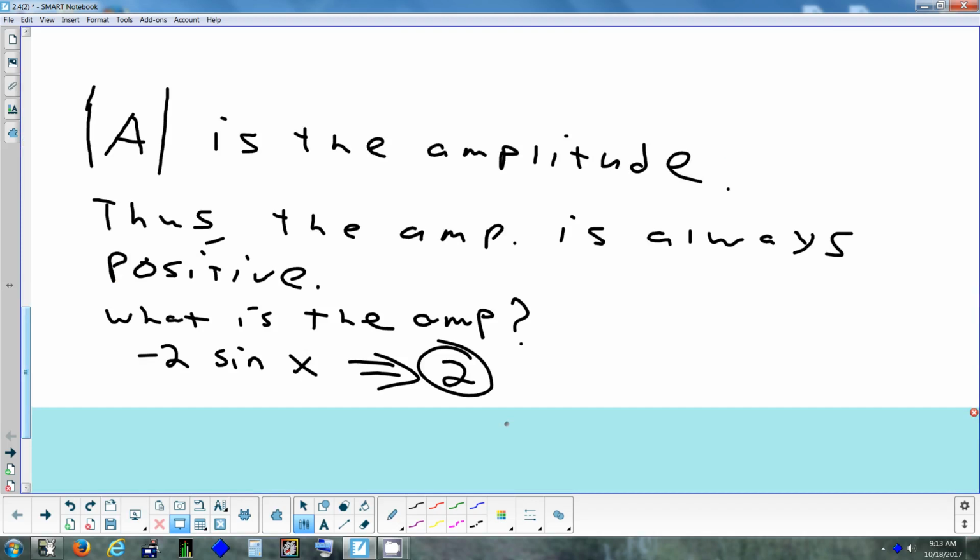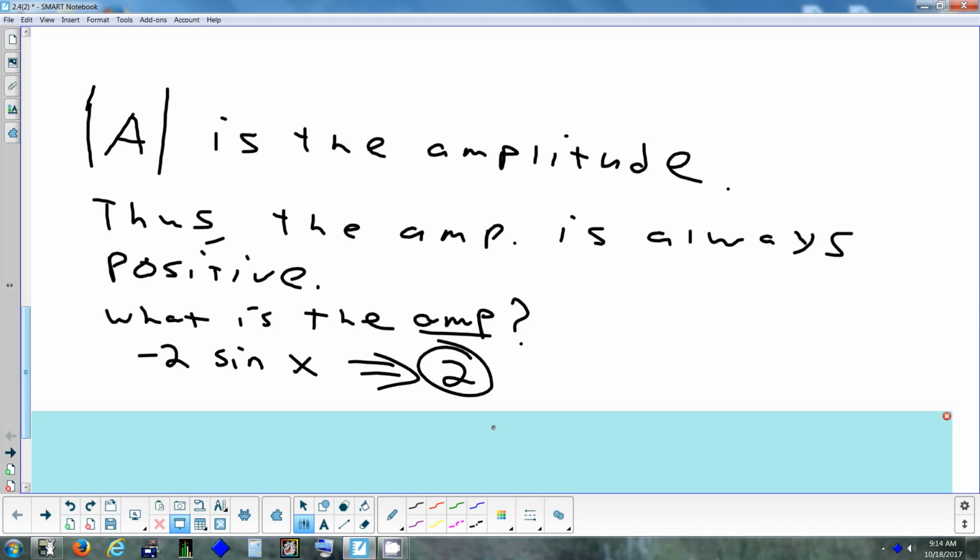What would be the amplitude of negative 2 sine x? Yep, still 2. Okay, that negative has no effect on the amplitude. It does have an effect on the graph. It's going to cause your graph to flip. But the negative has no effect on the amplitude. So again, when you're graphing, the negative is important. You have to use it. But if all they want to know is amplitude, the negative has no effect. Question on that?